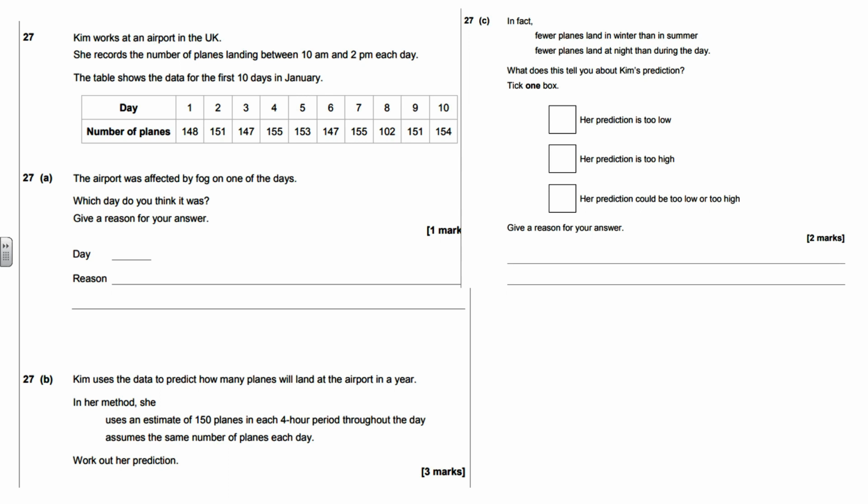Kim works in an airport in the UK. She records the number of planes landing between 10 AM and 2 PM each day. The table shows the data for the first 10 days in January. The airport was affected by fog on one of these days. Which day do you think it was? Give a reason for your answer. So if we look, this one value here appears to be an outlier, 102 planes. So we'll say day 8, far fewer planes than the other days.